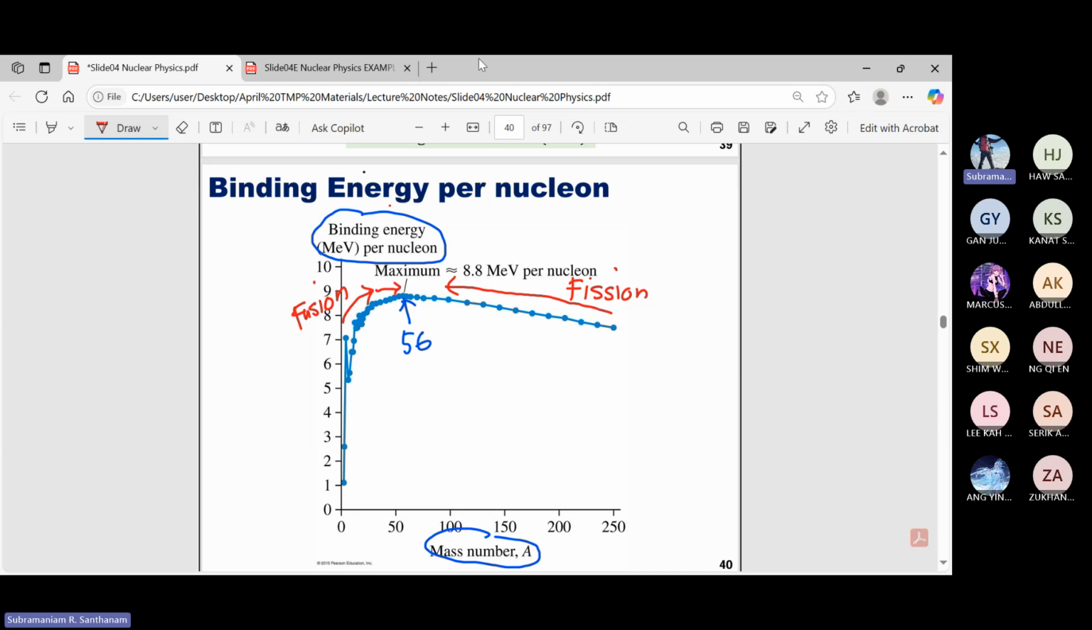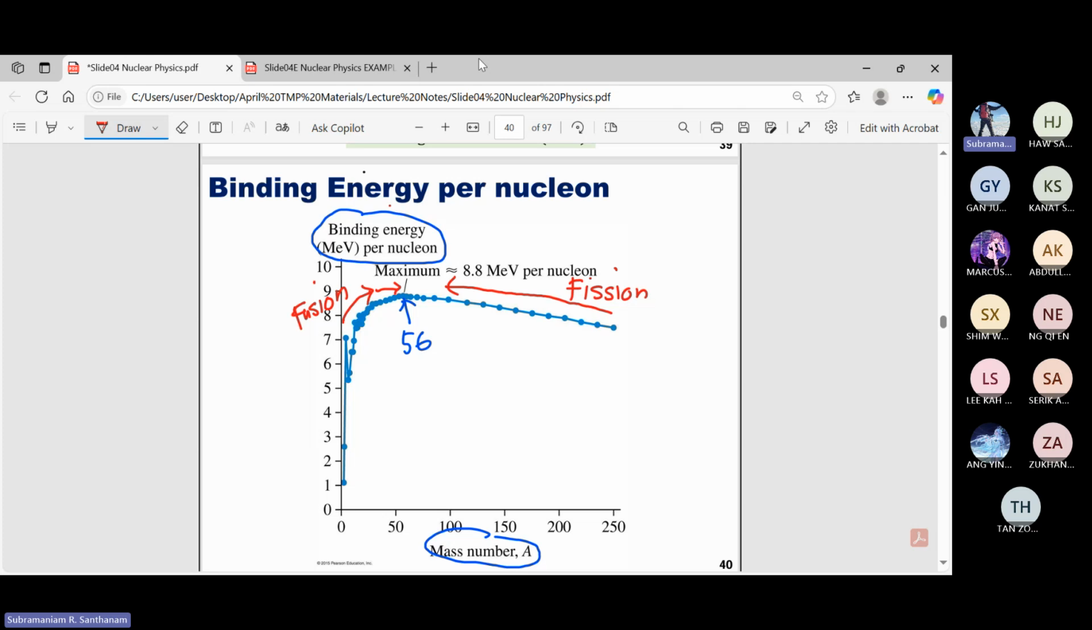Okay, why is it the most stable element? Because you can see from the graph here, it has the highest binding energy. So what is the meaning of highest binding energy? It means it is the most stable. You need more energy to break the nucleus.